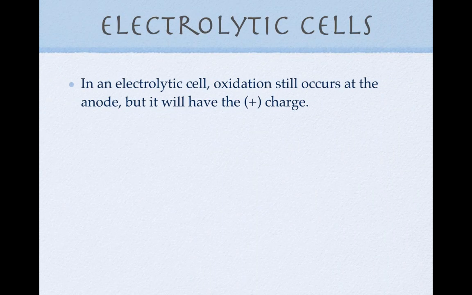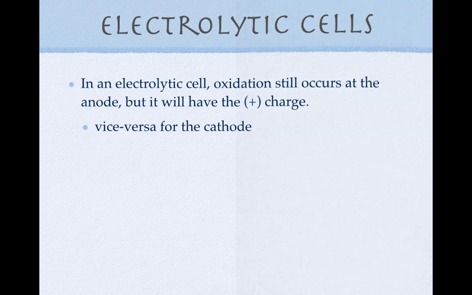Now, in an electrolytic cell, we have some differences as far as, not the charges, but the signs on our electrodes. By definition, we still have oxidation occurring at the anode, but because everything is moving in reverse, your anode will now have a positive sign, and your cathode is just the opposite. It will have a negative sign in an electrolytic cell. But we still have oxidation happening at the anode. We still have reduction happening at the cathode. The only difference is that the signs of these two electrodes have changed.